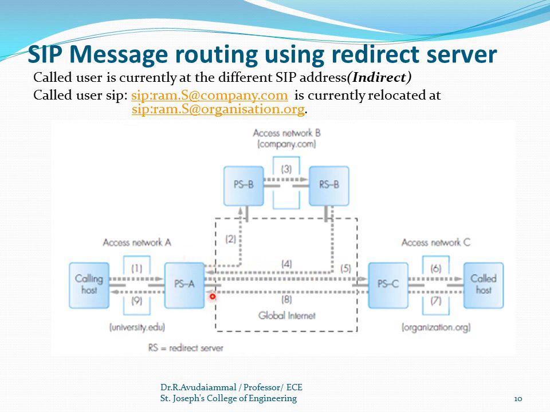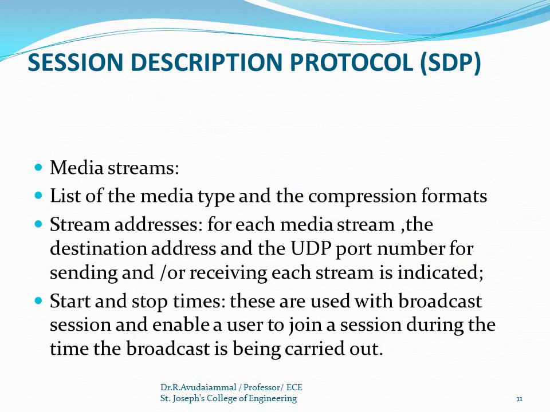Then the proxy server A has identified, through the redirect server, that the called host is attached to the proxy server C. Therefore, it forwards the information to the proxy server C, and from the proxy server C, the information is passed to the called host. Now, the called host gives an acknowledgement back to the proxy server A, and finally, it reaches our calling host. In this way, the indirect routing is carried out. This way it is working.